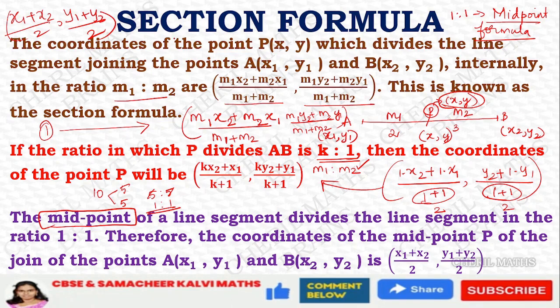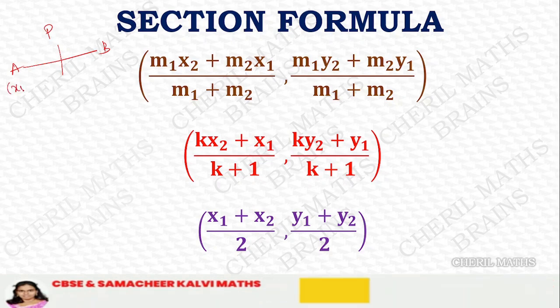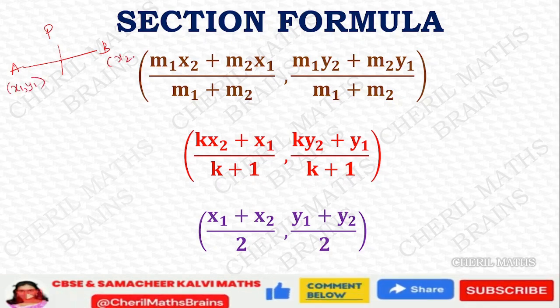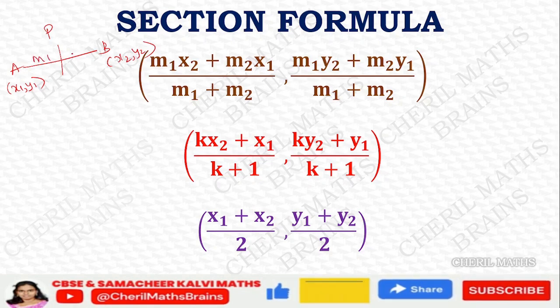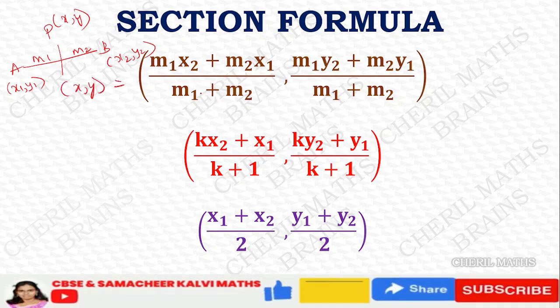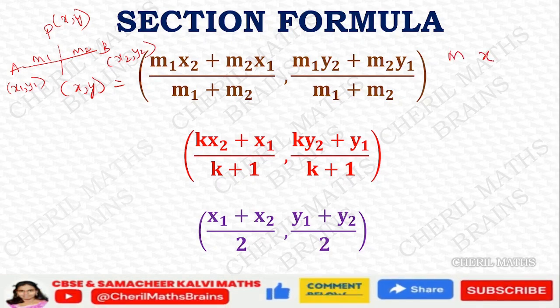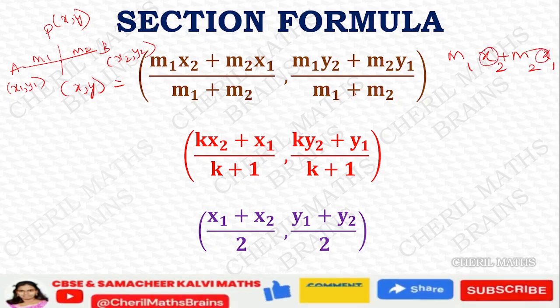Is it clear, children? So we have three formulas here. The first one is what? The section formula, where you have 2 points A and B which are divided by a point P. So this is x1 comma y1 and this is x2 comma y2. It is dividing it in the ratio m1 is to m2 and the point P is x comma y. So this point P x comma y is got by this formula. I told you, write m1 plus m2 in the denominator and in the numerator write m and x, 1 and 2, and for the next one it is same m and x, 2 and 1. When you replace this x by y, you will get the y coordinate.